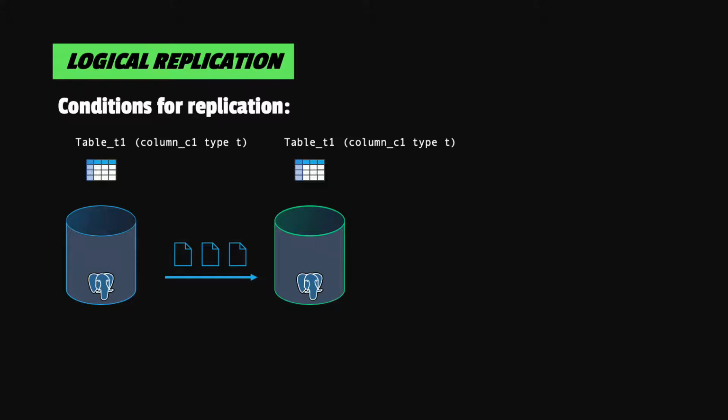In fact, the subscriber can have more columns, or you can add columns later, or alter them. Furthermore, different types of columns are allowed, but they should at least be compatible when converted implicitly.